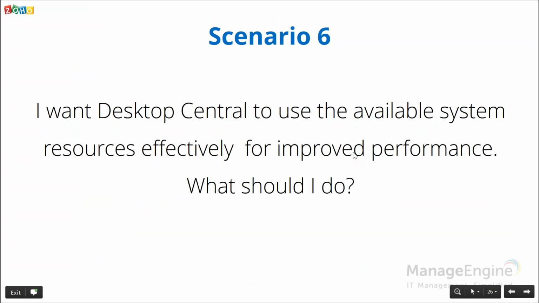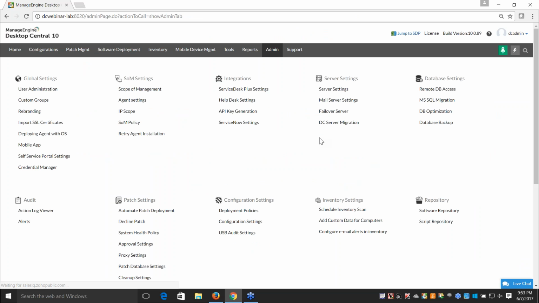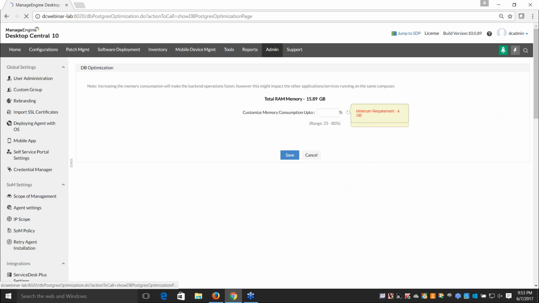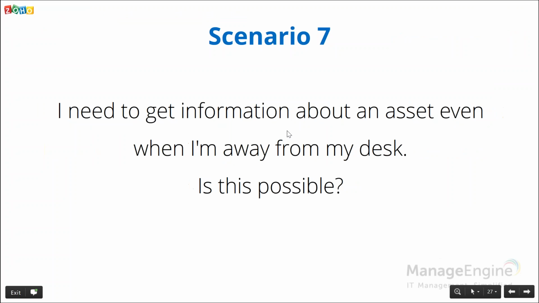Scenario 6. I want Desktop Central to use the available system resources effectively for improved performance. What should I do? Well, we have a setting under the admin where you can make your DB optimization by providing the percentage. This helps you consume memory based upon the choice you're making. It should be in the percentage, and that helps you manage your resources effectively.